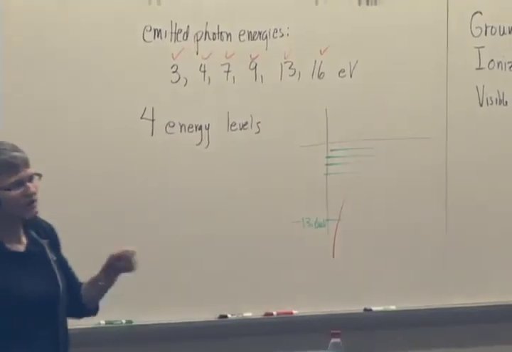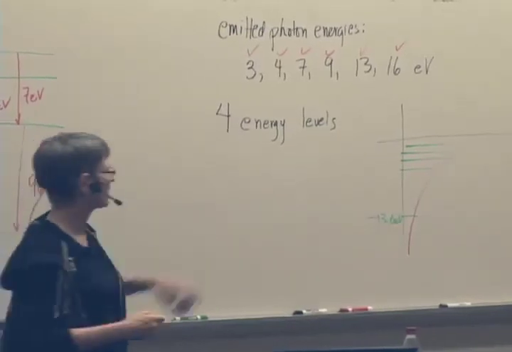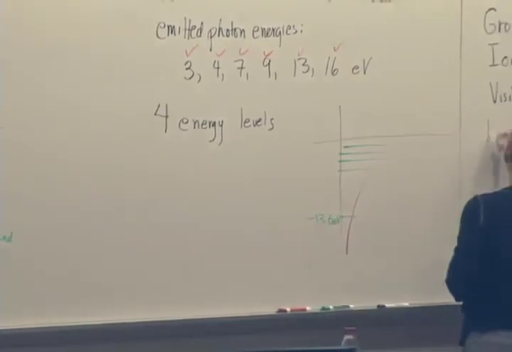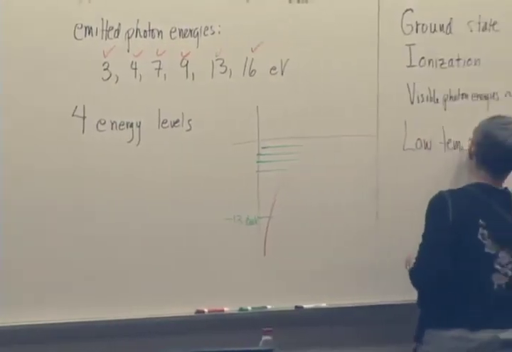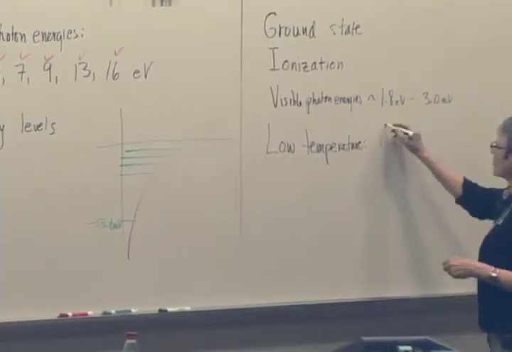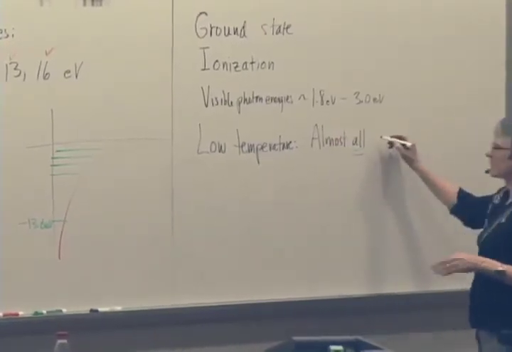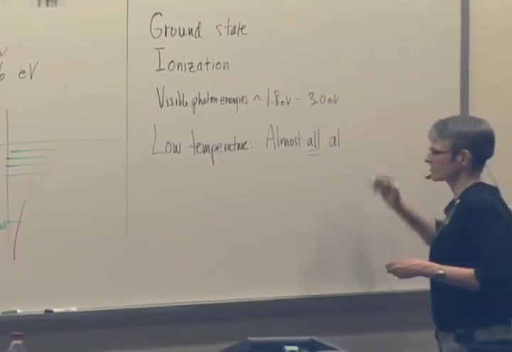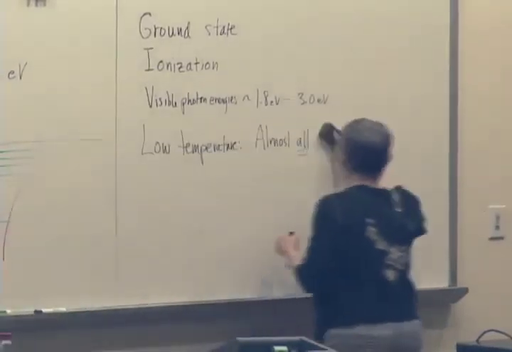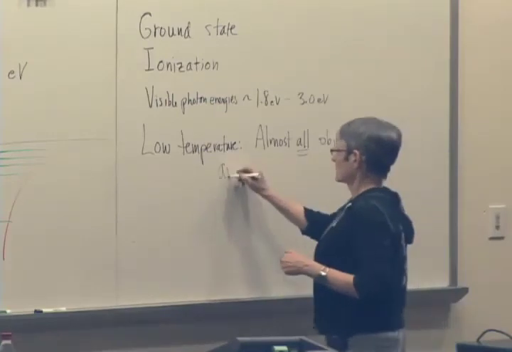Remember that we needed to do something sort of extreme, like collide high energy electrons with mercury in order to get it up there. So at low temperatures, we can say that almost all of the atoms, the objects in our system, I'm going to say objects because this is actually true for what we're going to talk about, are in the ground state.